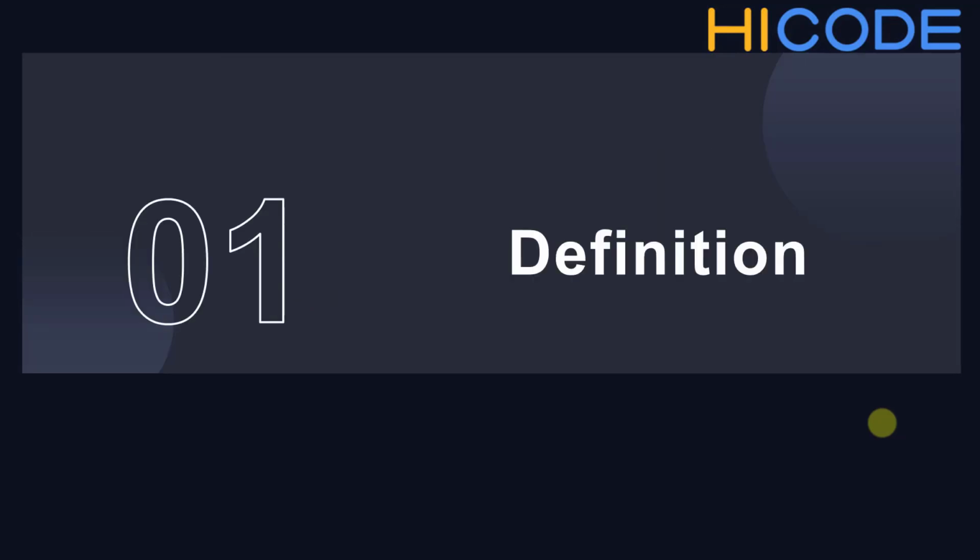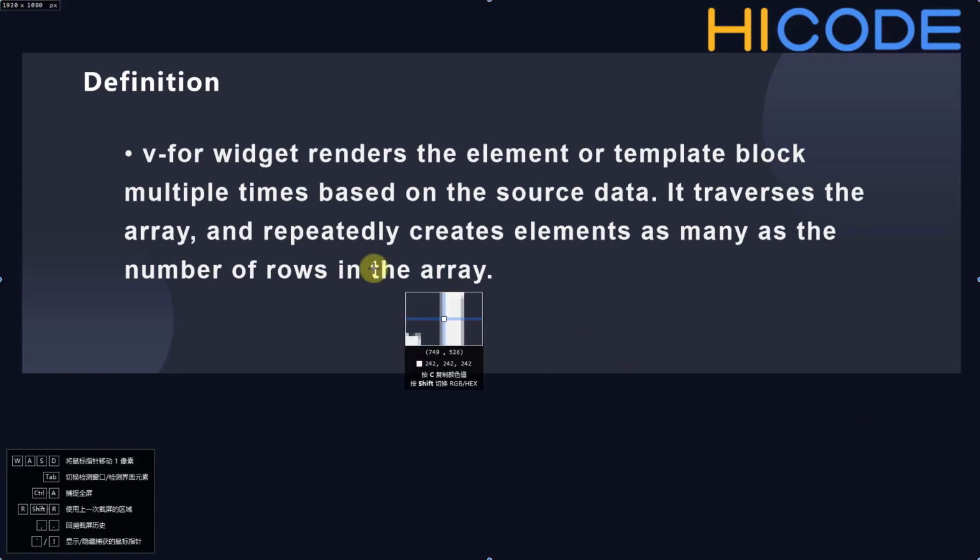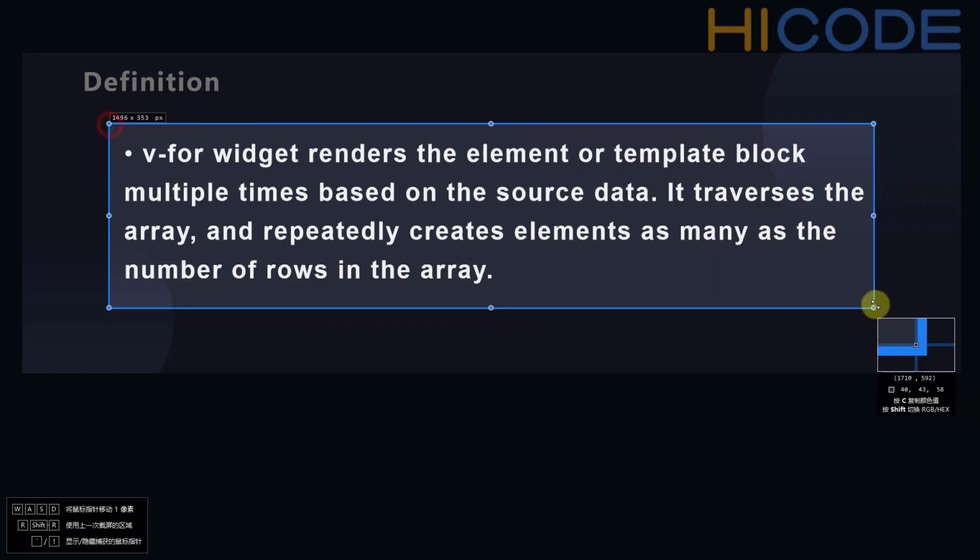The first part, what is V4? A V4 widget renders the element or template block multiple times based on the source data. And we usually use an array for the source. It traverses the array and repeatedly creates elements, as many as the number of rows in the array. I will make a screenshot of this for your reference.